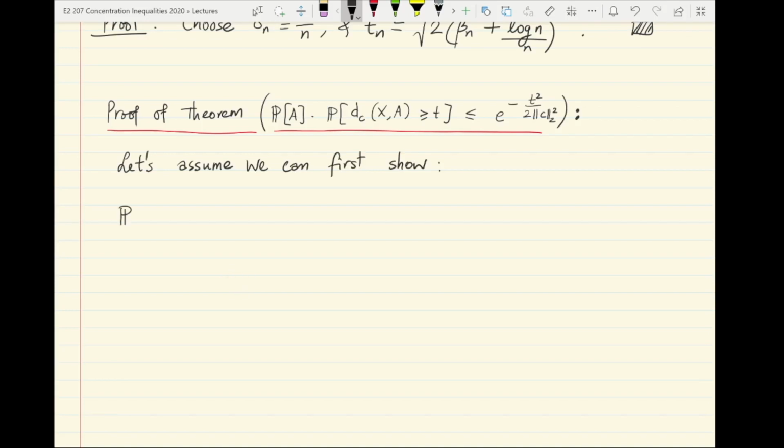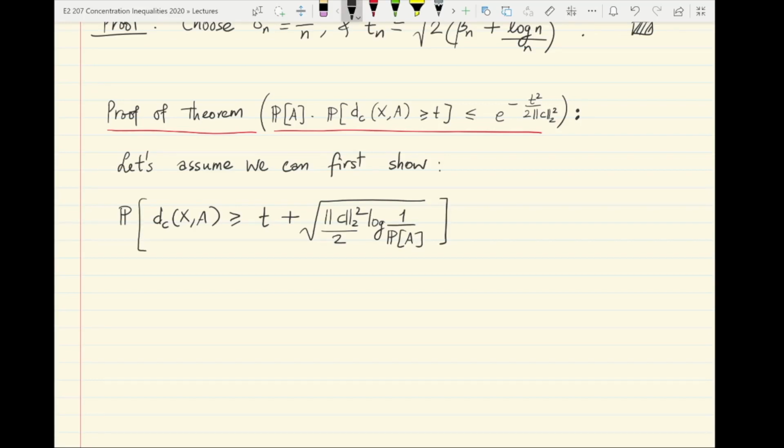Let's assume we can show the following intermediate result: that the probability of dc(x,A) exceeding t plus square root of norm c square by 2 log 1 over P(A) is no more than e to the minus 2t square by norm c square. So let's assume that we have somehow shown this result, which we will call star.